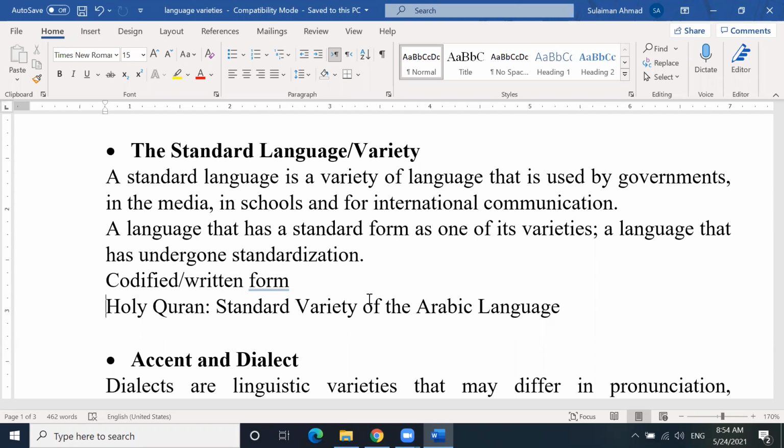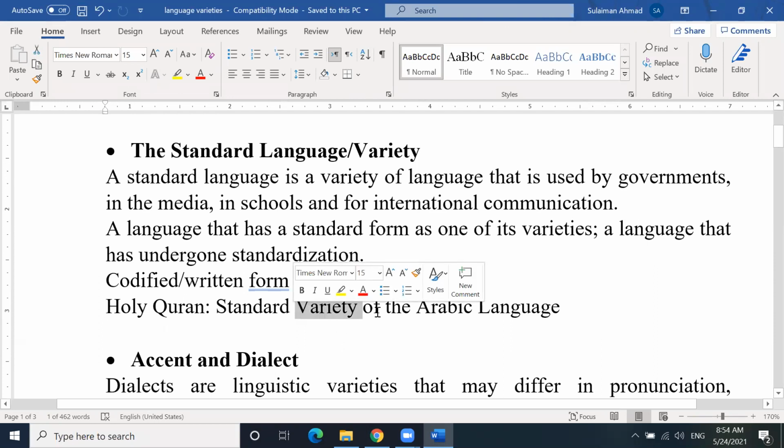Now, the Arabic language which is spoken by people over there, by the Arabs, by the Pakistani people living over there, they also speak Arabic, by the Indians, by the English people even, right? The Arabic language spoken in Egypt, in Palestine, in many other countries of the world, all those varieties are just varieties of the Arabic language. They are not the standard Arabic language, right?